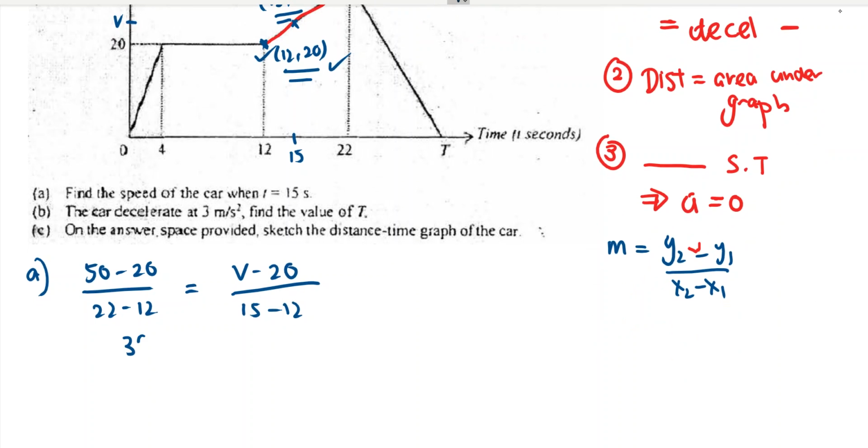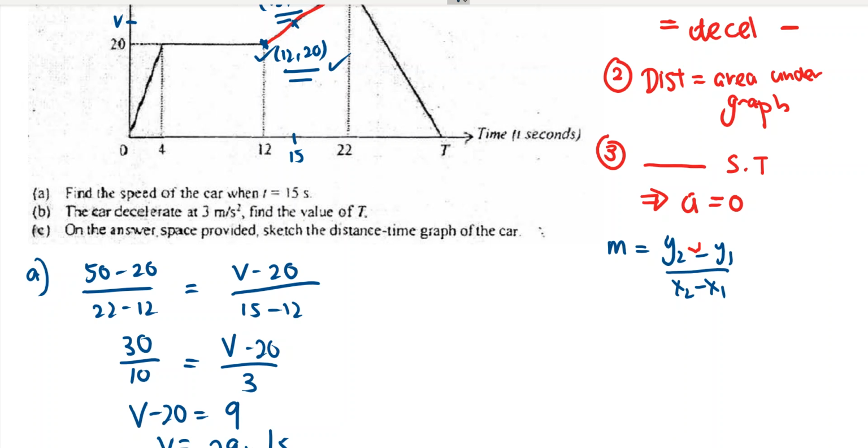I will have 30 over 10 is equal to v minus 20 over 3. So 30 over 10 is 3, 3 times 3 is 9. Which means I have v minus 20 equals to 9. v is equal to 29 meter per second. Remember to write your units for the question. So this is how you find an unknown v.